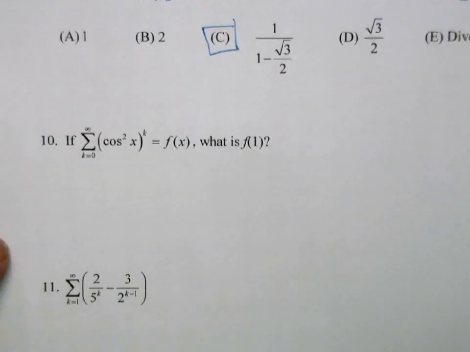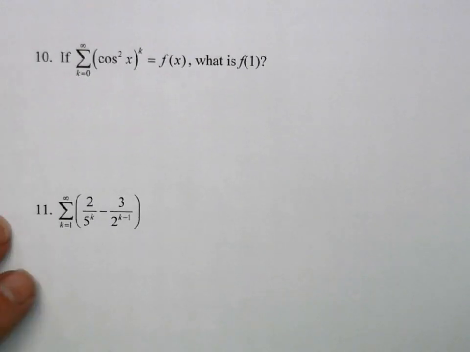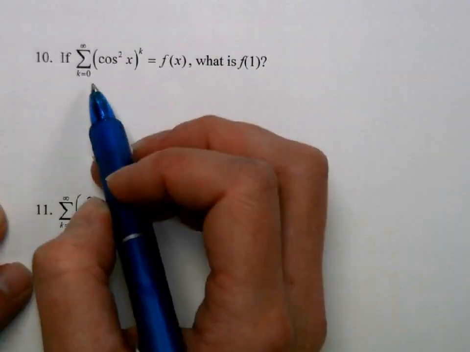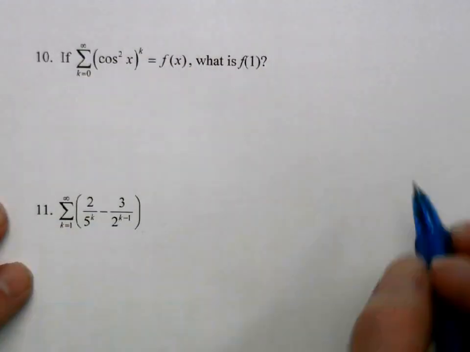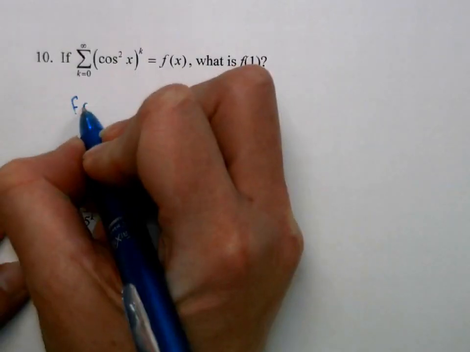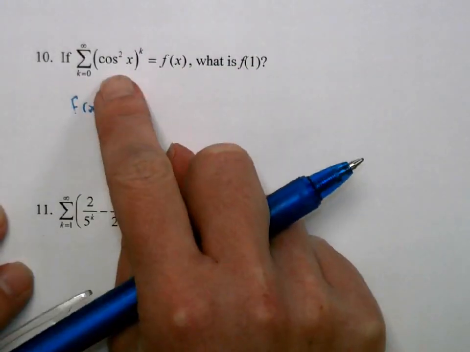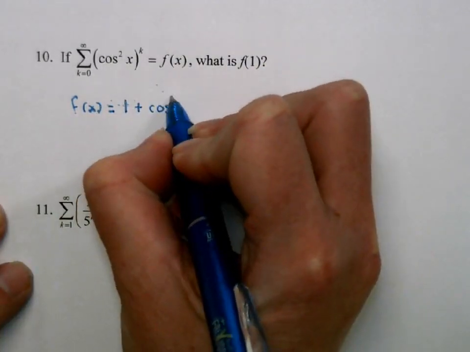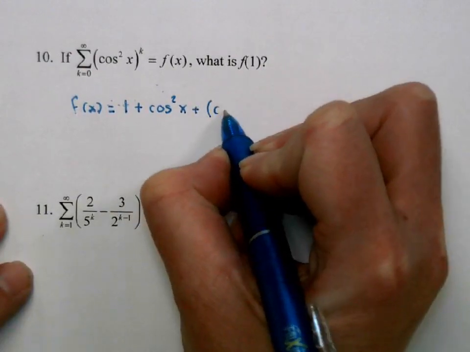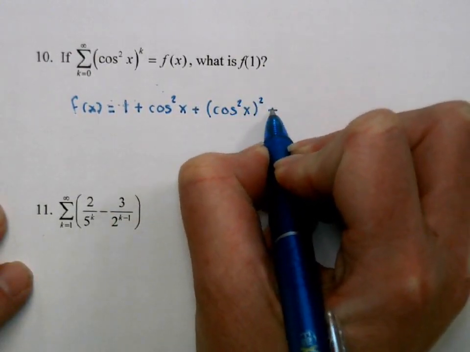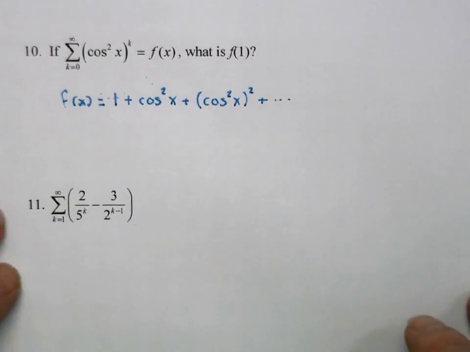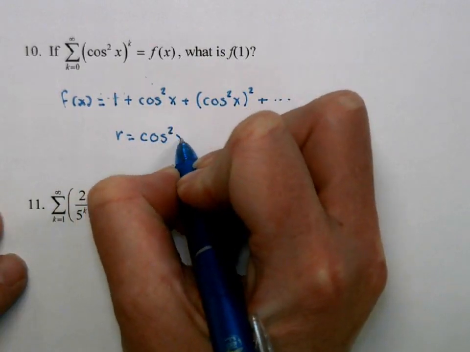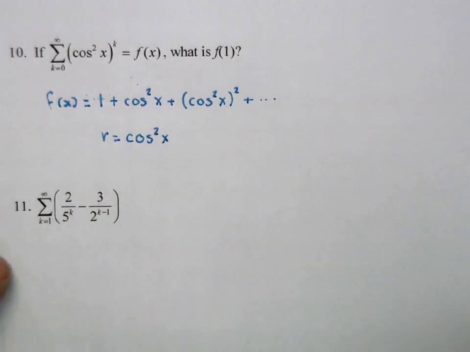Okay, this one says if f of x is the series from 0 to infinity of cosine squared x to the k. Lots of parts here, but let's just break it down. If I were to expand out the sigma, we'd plug in a 0, which would give me 1. If I plug in 1, we'd get cosine squared x. If I plug in 2, we'd get cosine squared x, squared. So this does happen to be an infinite geometric series where my ratio, what we're multiplying, is cosine squared x, which is kind of different, and we're going to see more of these types later on.